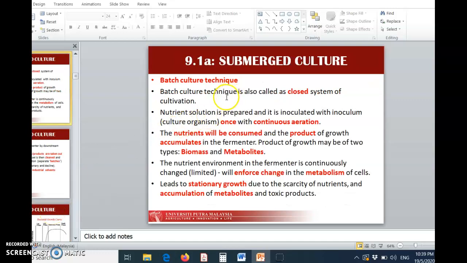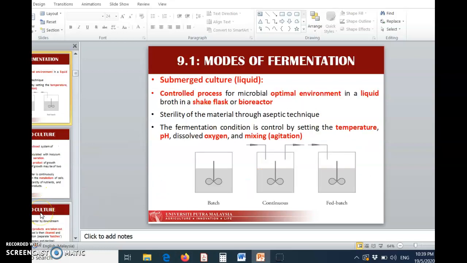Okay, for batch culture techniques, I'm sorry, I should go to the previous slide. For batch, as you can see, it is a closed fermentation system, no nutrients in and no waste out. For fed batch, you put in the nutrient but no waste out, so eventually the amount of the liquid inside the fermentation tank will increase. For continuous fermentation, you put in the nutrient and you take out the waste and also some of the microorganism. So the amount of the liquid will always be the same.